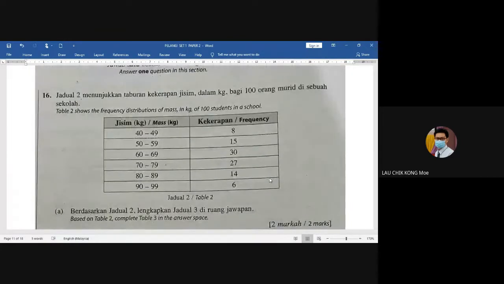Okay. The table shows the frequency distribution of the mass in kilogram of 100 students in the school. You are given the mass 40 to 49 until 90 to 99. Frequency, we have 8, 15, 30, 27, 14, and 6.